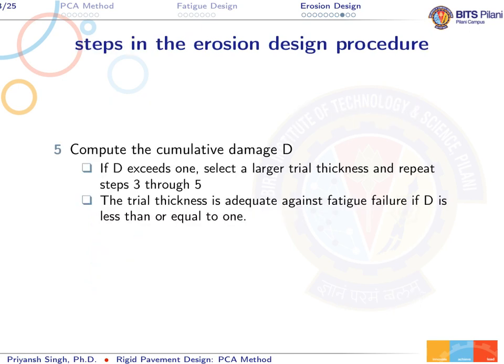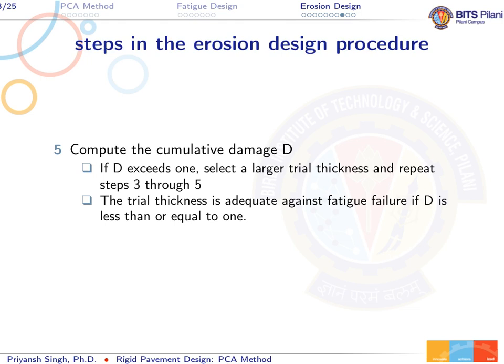Once you have read the allowable number of passes, that means capital Ni, you can take the ratio of the number of passes, small ni, upon the capital Ni. That will give you the damage factor D. This D again should be less than or equal to 1. In case this D is greater than 1, you need to revise the assumed thickness of the slab. If D is less than or equal to 1, that means your pavement slab thickness is safe for erosion.